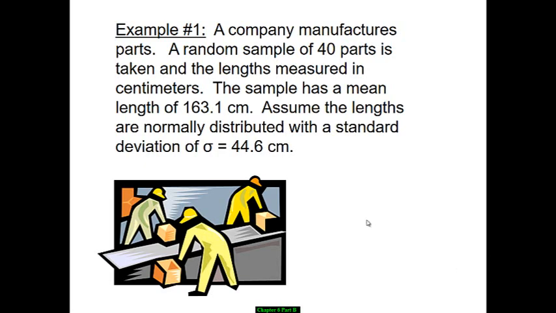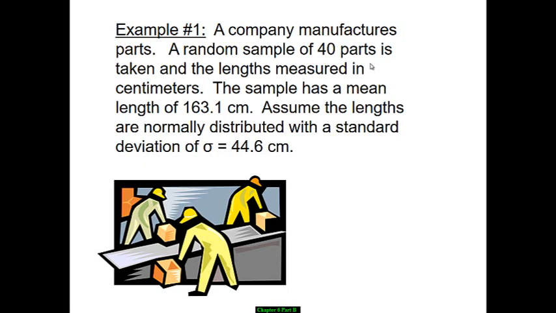Confidence intervals. Let's look at this problem and see how we can solve it. A company manufactures parts. A random sample of 40 parts is taken and the length measured in centimeters. The sample has a mean length of 163.1 centimeters. Assume that the lengths are normally distributed with a population standard deviation of 44.6 centimeters.